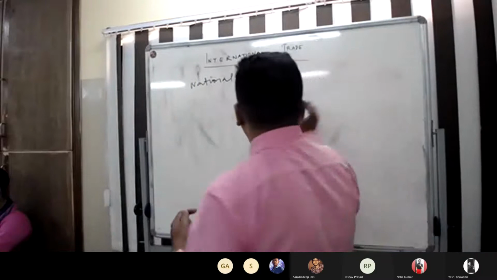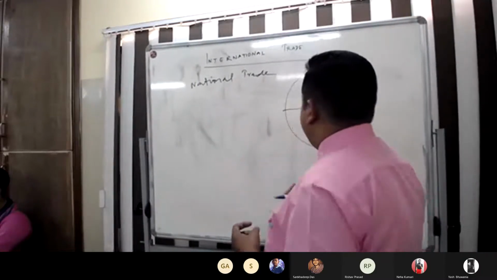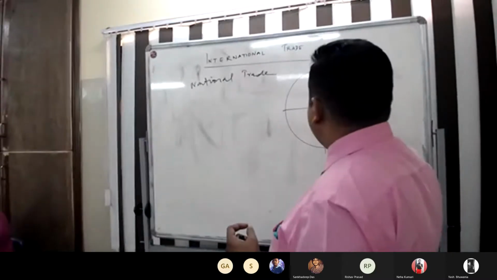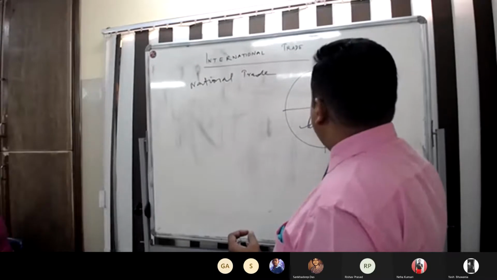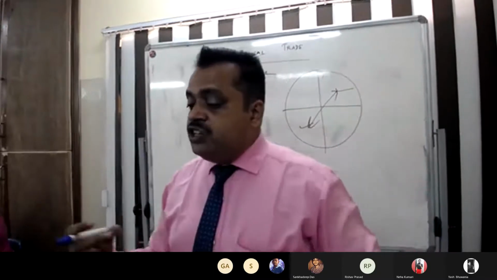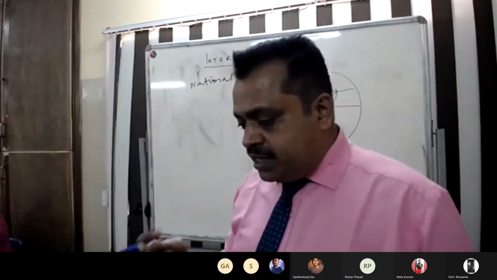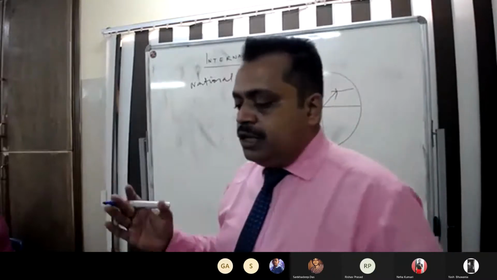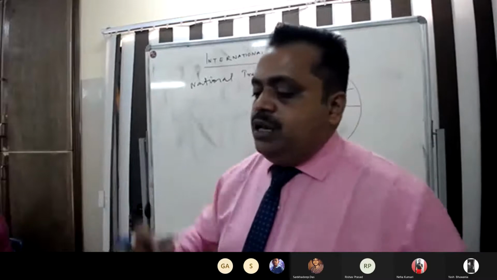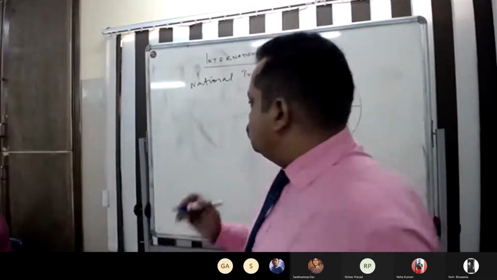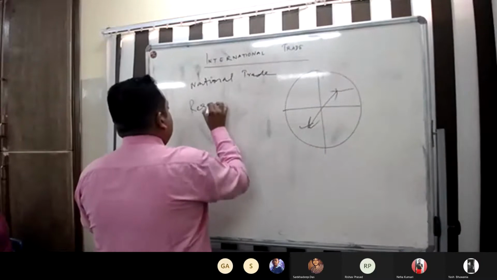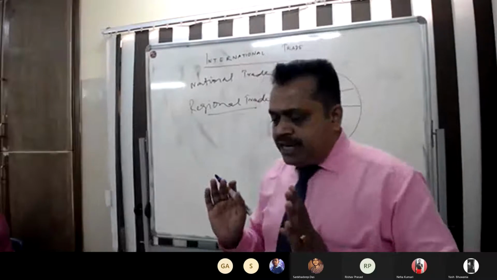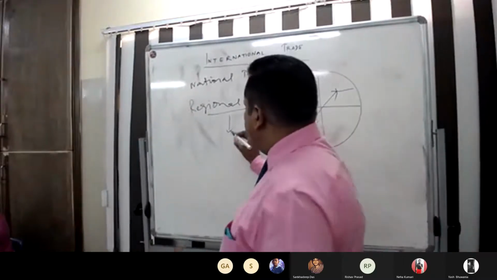Trade may also occur if the whole nation is divided into different regions, say southern, northern, eastern and western regions. If trade occurs from eastern to western, or southern to western, with a seller in one part and a buyer in the other, that is considered regional trade. Trade between different regions of the country is called regional trade.